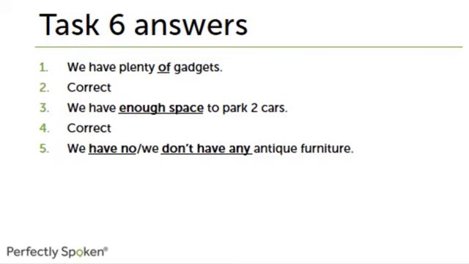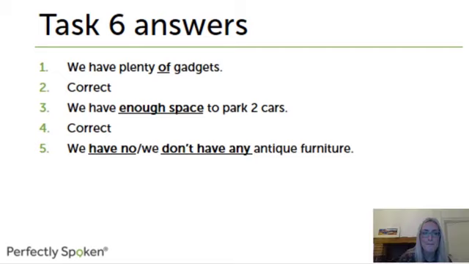And here are the answers. We have plenty of gadgets, and again they run together. Listen to the pronunciation. Plenty of gadgets. Number 2 is correct. Number 3, the enough comes before the noun. Yeah, we have enough space to park 2 cars. 4 is correct, and 5, we have no antique furniture, or we don't have any antique furniture. So when we use no, we use have, and when we use any, we use don't have for the negative.